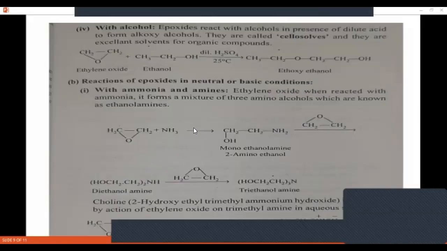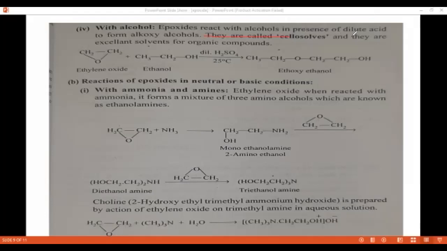Now the next reaction is the epoxide reacts with alcohols. The epoxide reacts with the alcohol in the presence of dilute acid, such as dilute sulfuric acid, to form the alkoxy alcohol. These alkoxy alcohols, such as methoxy and ethoxy alcohols, are called cellosolves, and they are excellent solvents for organic compounds.